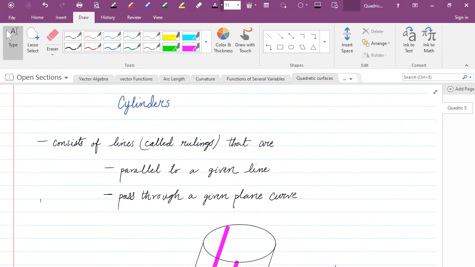In this video, we will be focusing on cylinders. So cylinders are surfaces in 3-space, and a cylinder consists of lines that are called rulings, and these lines are parallel to each other. They are parallel to a given line, and all these lines pass through a given plane curve.